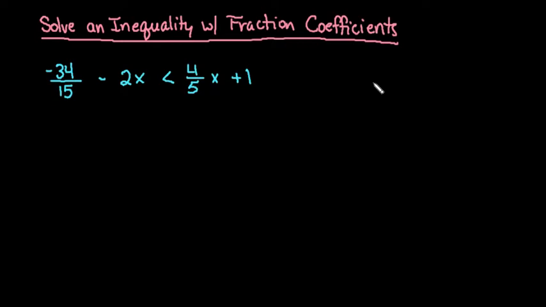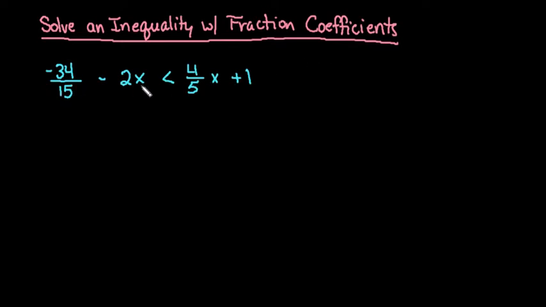Hi, for this example, we're going to solve an inequality that contains fractions. Anytime you have an inequality with fractions, you can treat it the same as you would an equation, and there's multiple ways of doing this. You can leave the fractions and just find the lowest common denominator and combine like terms, or you can clear fractions by multiplying by the lowest common denominator.